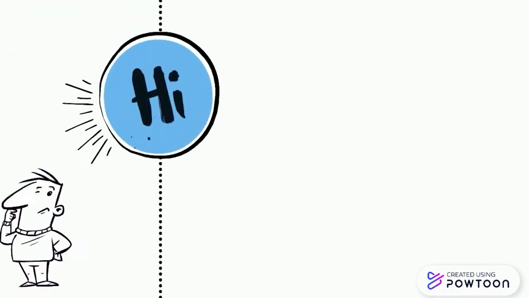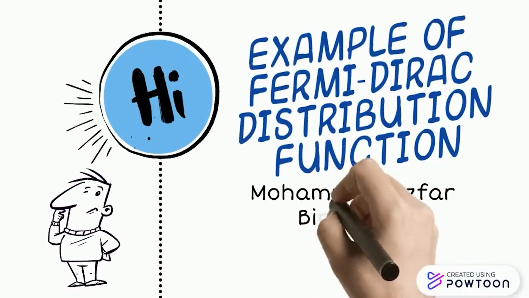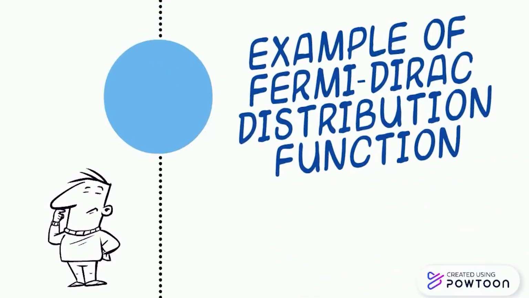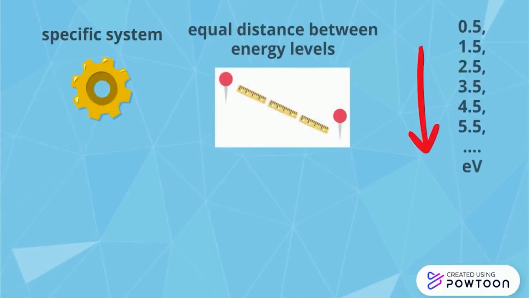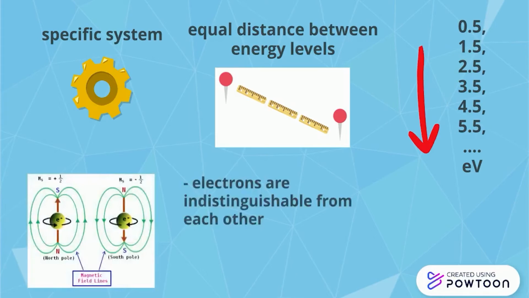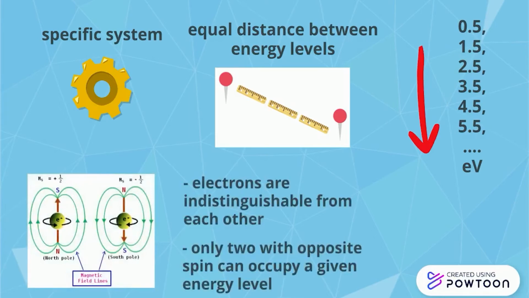Moving on, in order to understand the Fermi Dirac distribution function, we will need to look into some examples. We consider a specific system with equal distance between energy levels, ranging from 0.5 increasing by 1. Since electrons are indistinguishable from each other, only two with opposite spin can occupy a given energy level.